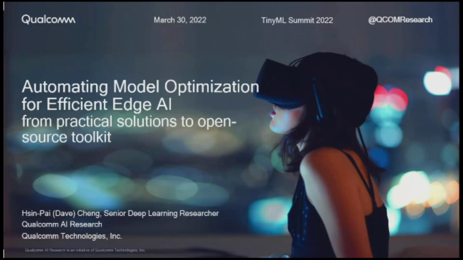In Qualcomm, we have been conducting tons of research regarding AI model efficiency. Since we're producing chips, we're making sure that our models can be shipped directly on the chip and also be deployable for users. So today, due to the time limit, I'm just going to cover a small portion of our research. The title is Automating Model Optimization for Efficient Edge AI from Practical Solutions to Open Source Toolkit.